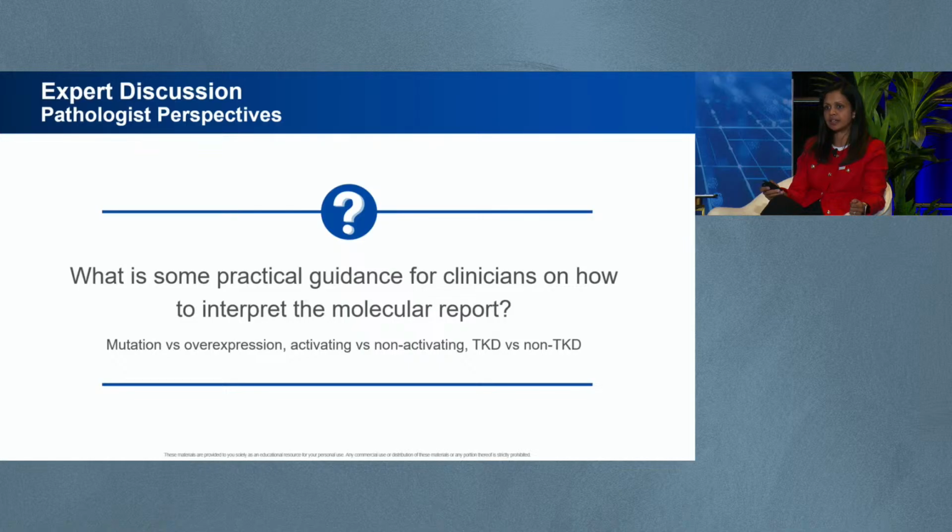Overexpression is something where we can come in with an ADC. Mutation is also where we can come in with an ADC, but overexpression is not applicable for a TKI. But I think what's most challenging is activating versus non-activating mutations. Are they in the tyrosine kinase domain versus not? And Stuart, you showed us a very nice cheat resource in OncoKB to be able to access.